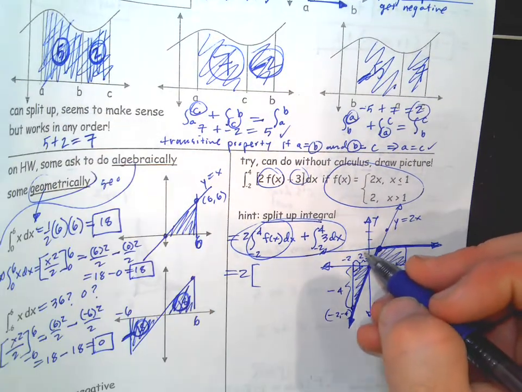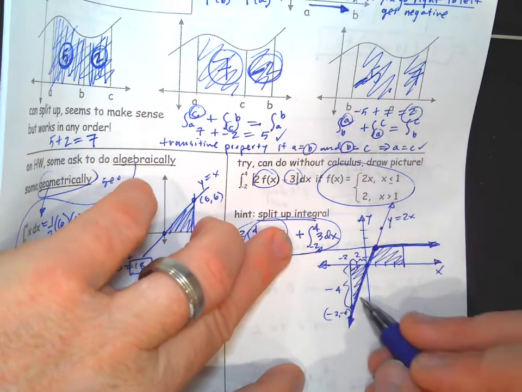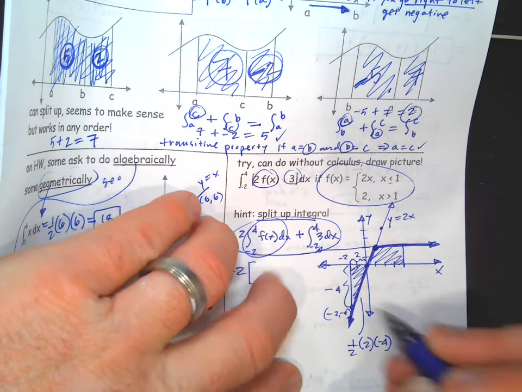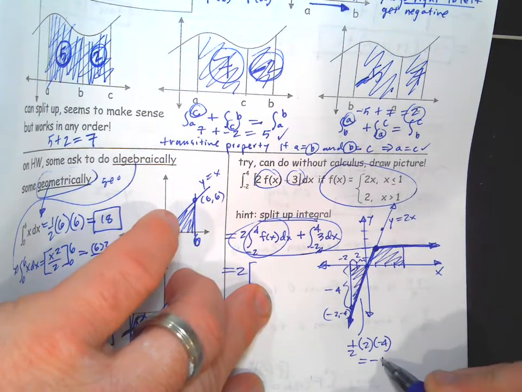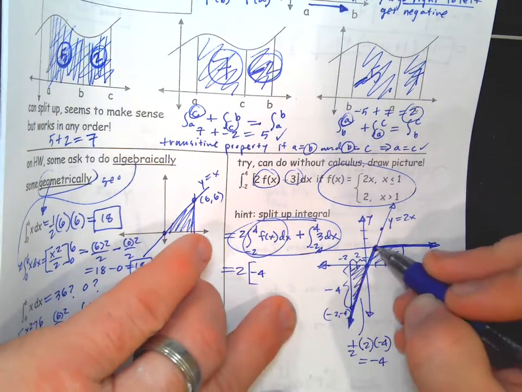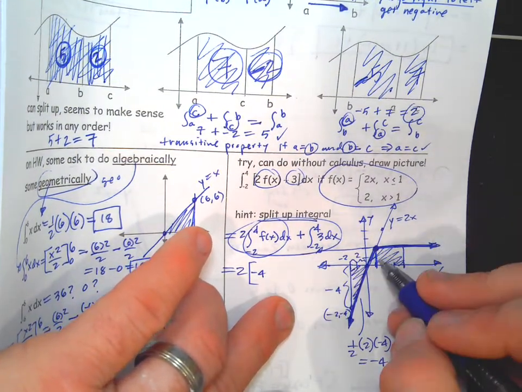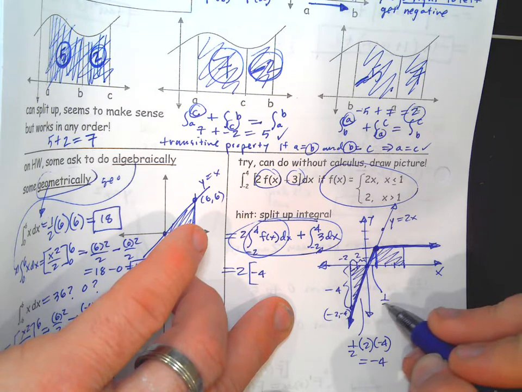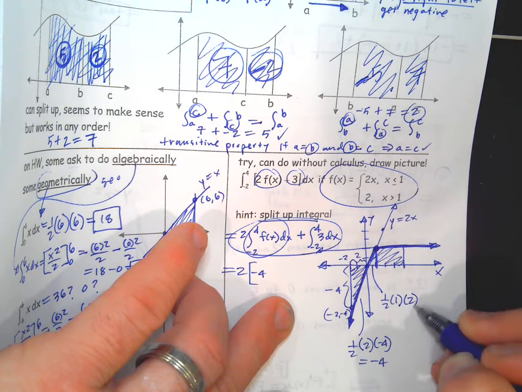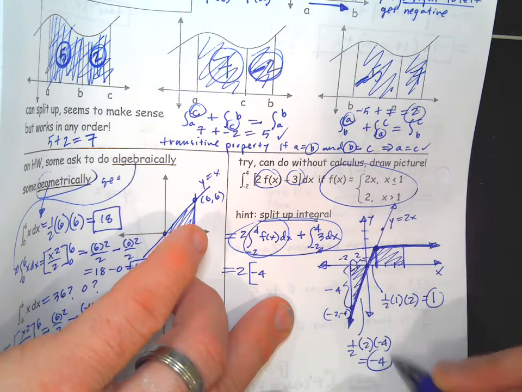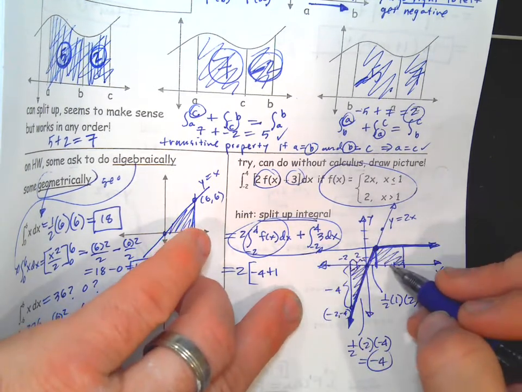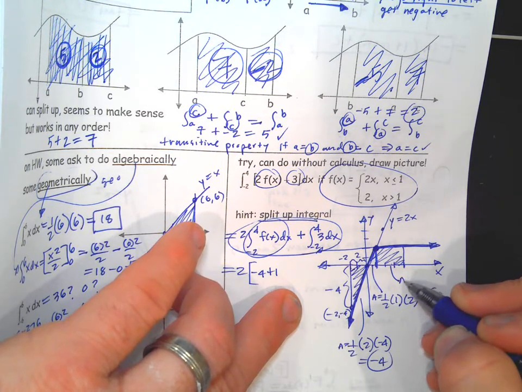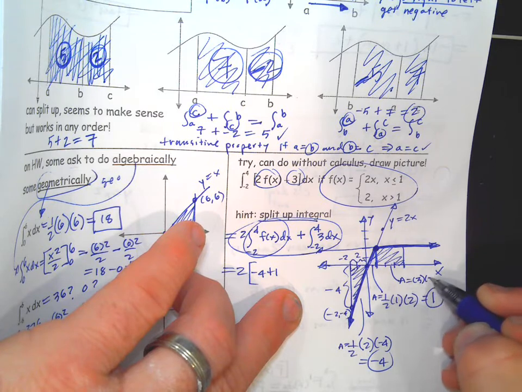So the height's negative 4. So it's going to be 1/2 base times height. It's going to come out negative because the y value is negative. So it's going to be negative 4. And there's a little triangle here or a trapezoid. It's either a triangle and a rectangle or a trapezoid. This is going to be 1/2 base times height. So that's going to be 1. And then that's a rectangle, right? Base is 3, height is 2, you get 6.